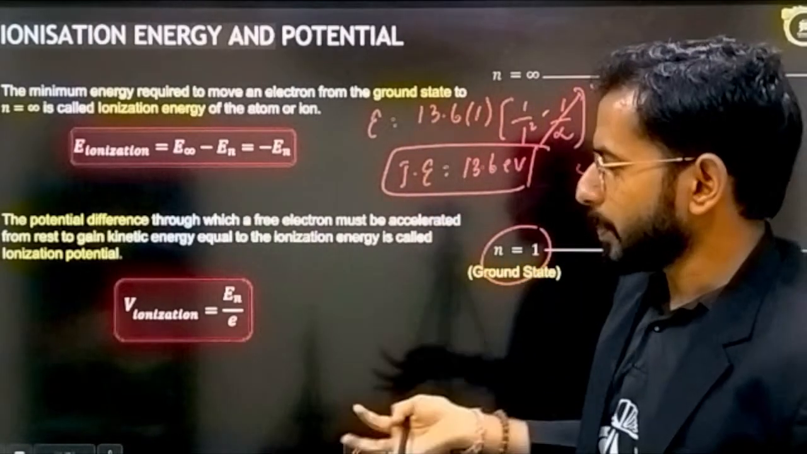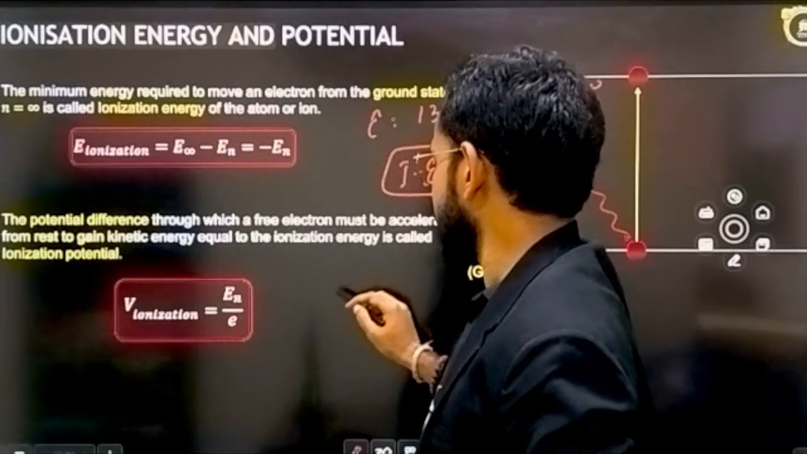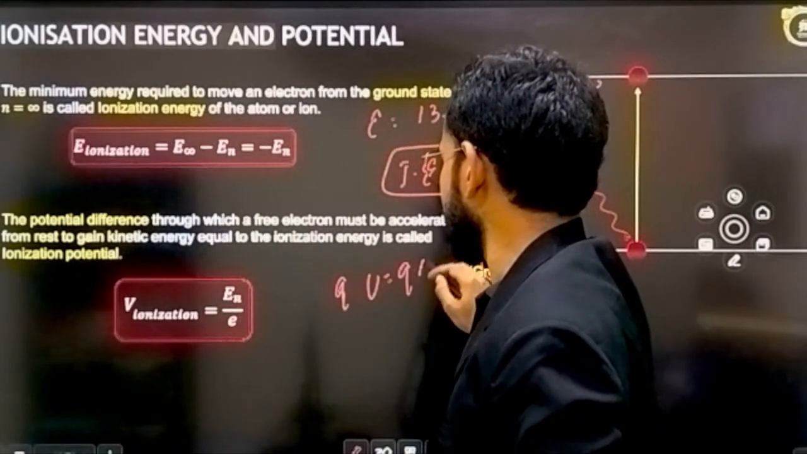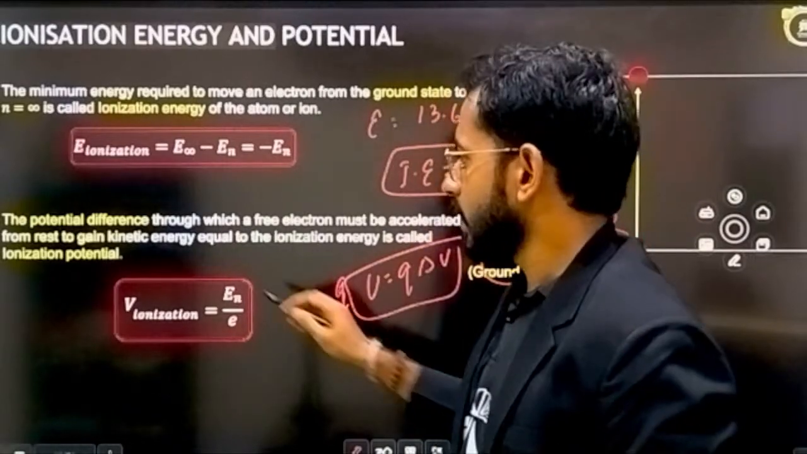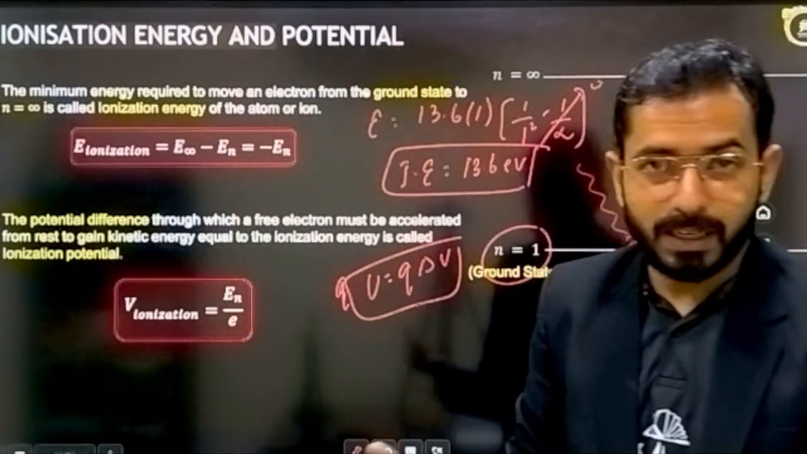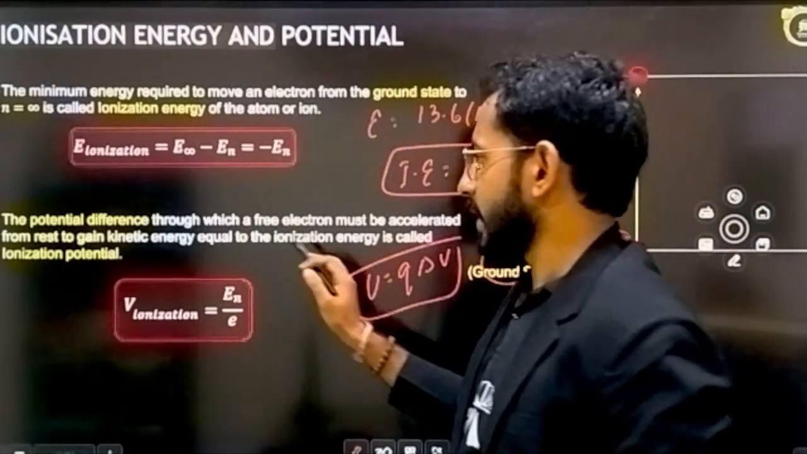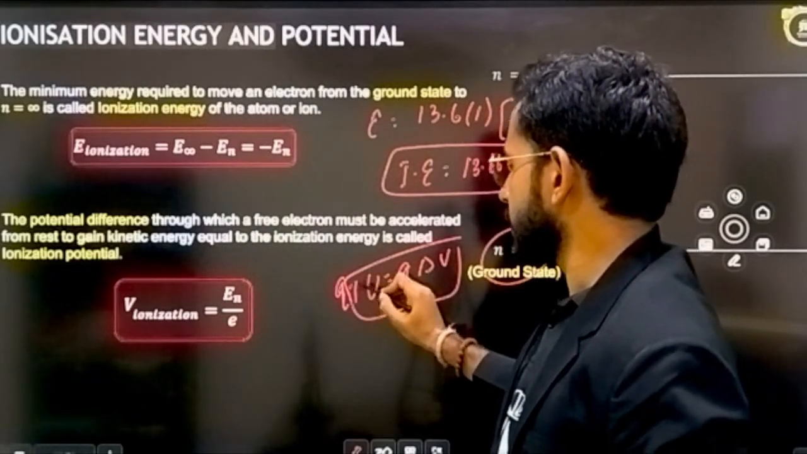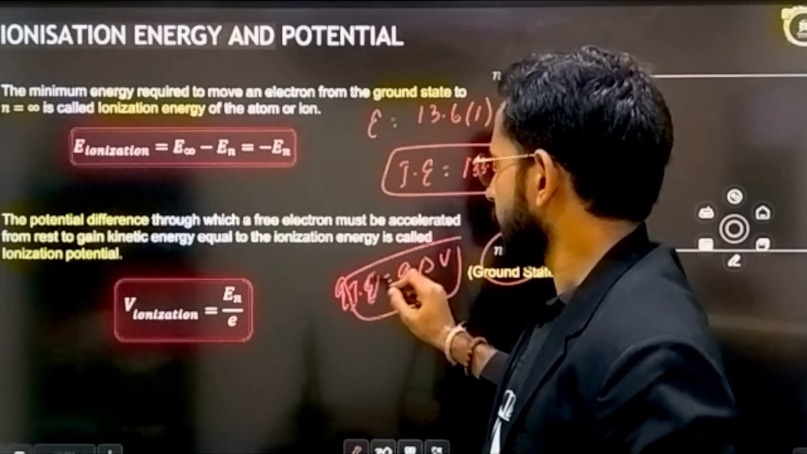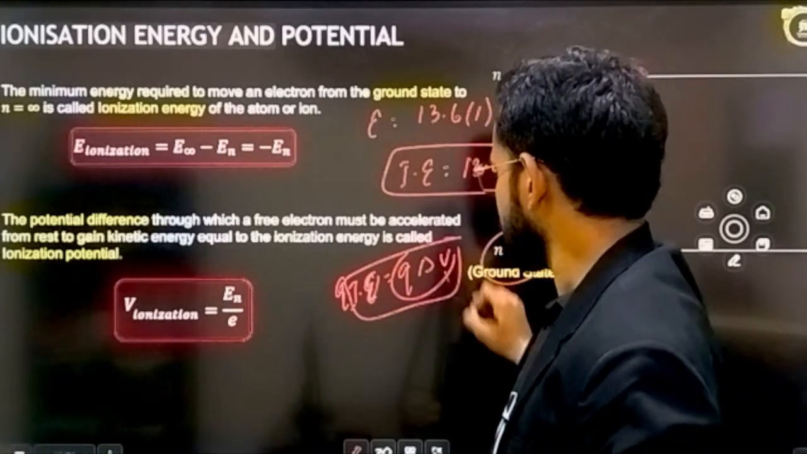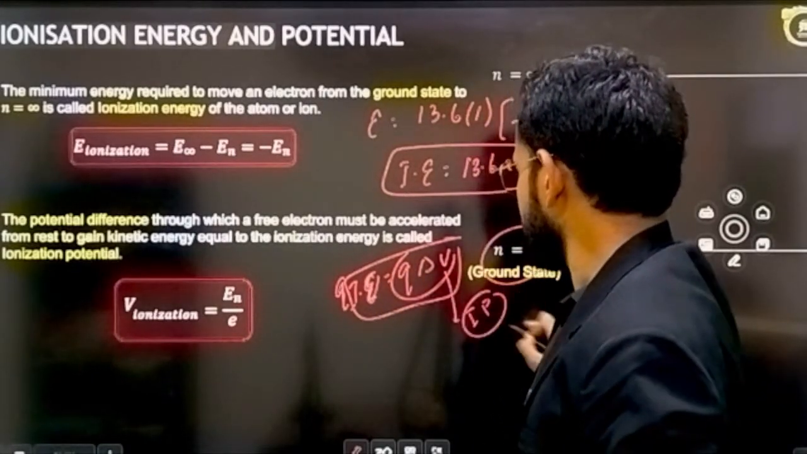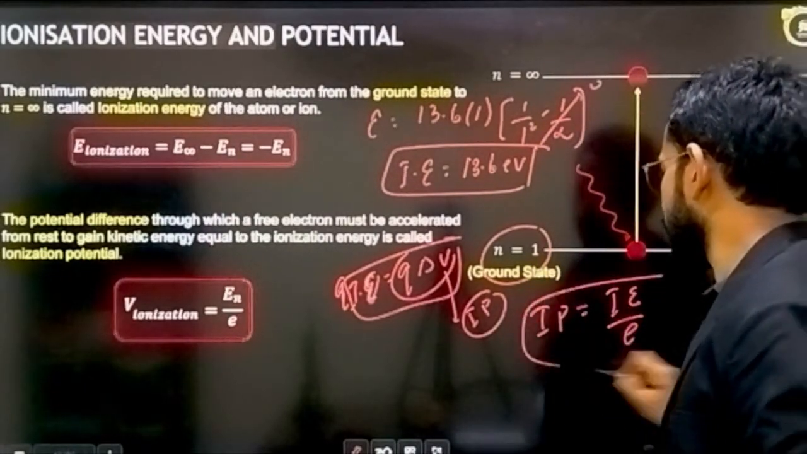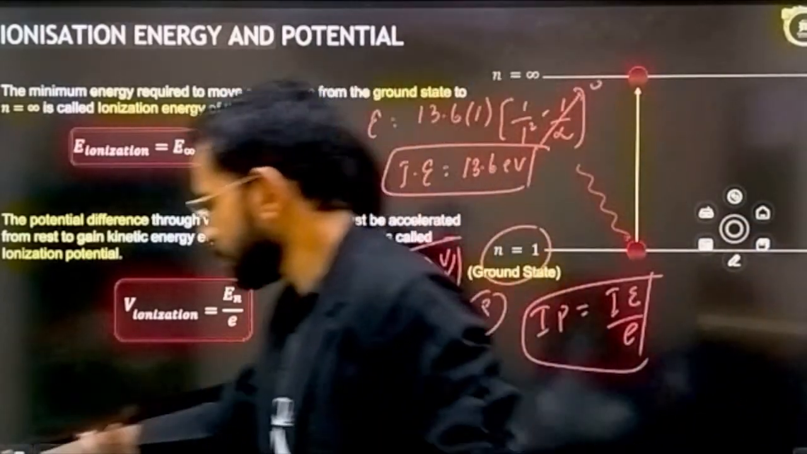Correct? So what is the potential difference? You know the relation that energy is written as Q into delta V. The potential difference through which an electron is accelerated is defined as the ionization potential. This is the ionization potential, and the ionization energy is written as Q into delta V. So ionization potential can be written as ionization energy divided by the charge of the electron. That's it.